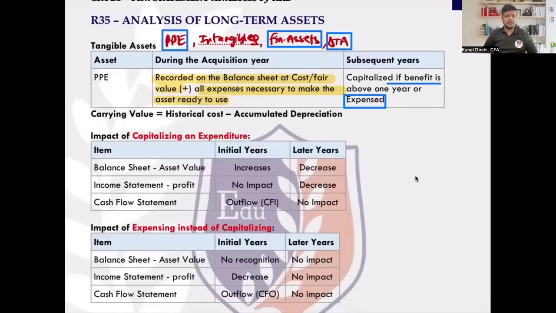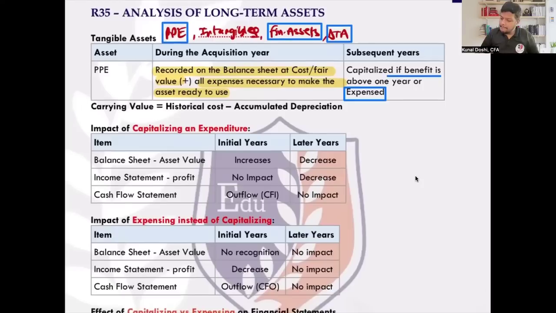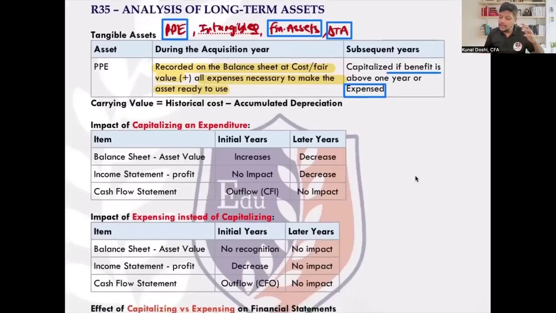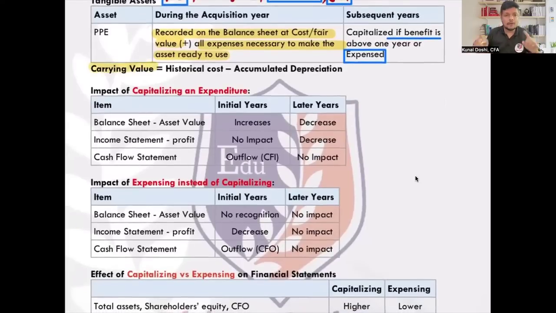Correct? Okay. Now, the balance sheet has assets, and these assets on the balance sheet are recorded at carrying value. Carrying value is also called the book value of the asset. Carrying value or book value, both are the same. What is the book value? Historical cost minus accumulated depreciation. Accumulated depreciation is all the depreciation till date. This tells me the asset's balance sheet value, or the book value or the carrying value, whatever you call it. Everyone with me?